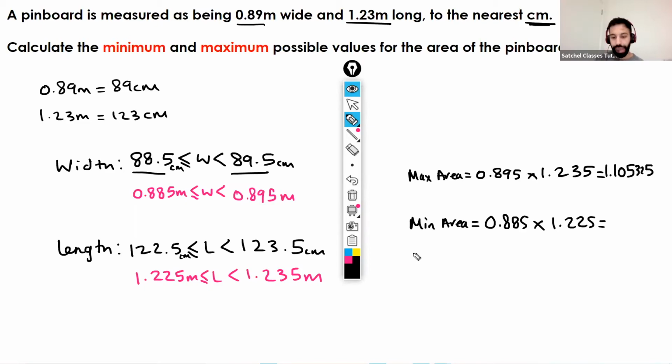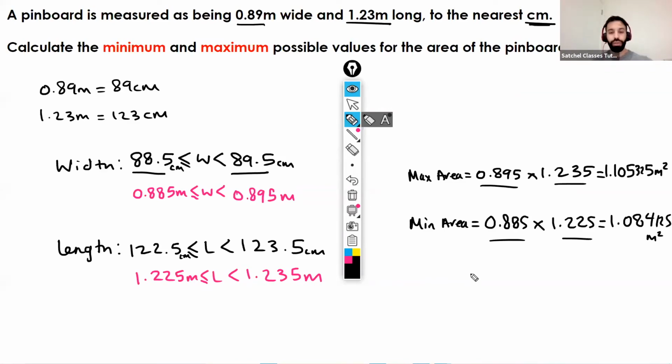And then my minimum area, that's going to be 0.885 times 1.225. And that will give me 1.084125. Now the question might have said, calculate the minimum and maximum area, give your answer to say 2 significant figures or to 2 decimal places. So again, depending on what the question is asking you, give your answer to that degree of accuracy. And one thing I forgot is meters squared, because we used meters in both examples.